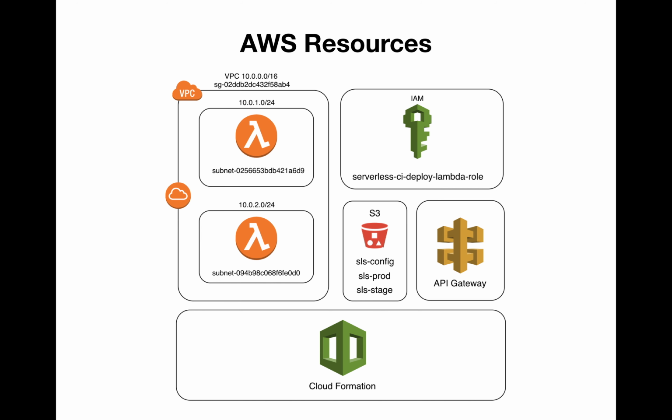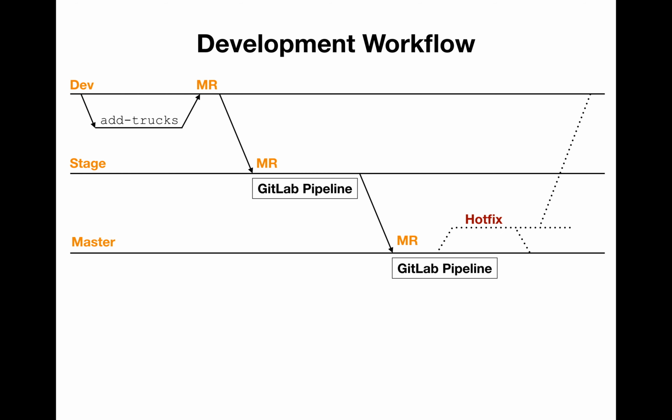And then we have the API gateway that we're using to host our web API. And at the bottom of all this is CloudFormation. CloudFormation is the mechanism that is used to deploy all of these resources and do this very easily.